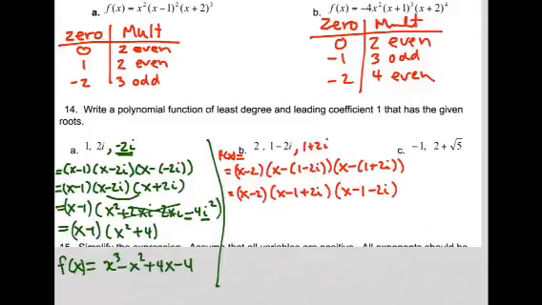Okay, so I'm going to multiply these together because they have the imaginary term. So I'm going to multiply by using a 3x3 grid.